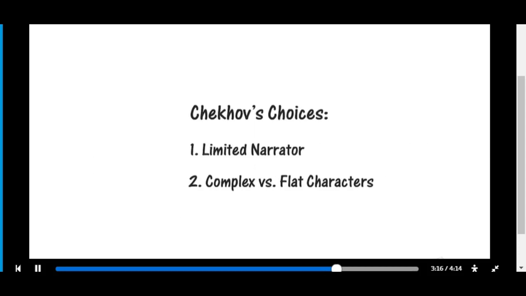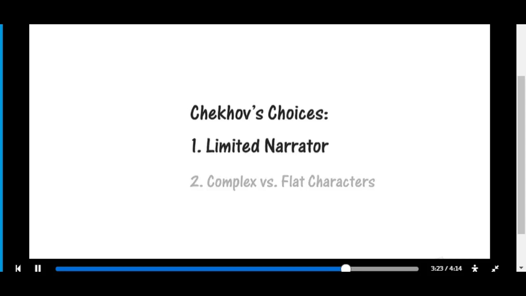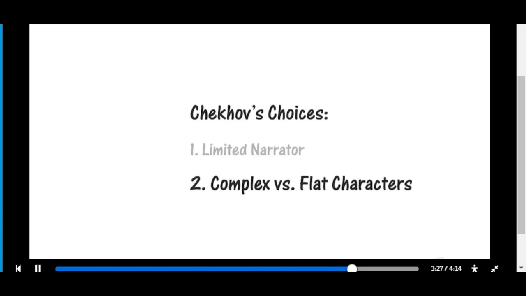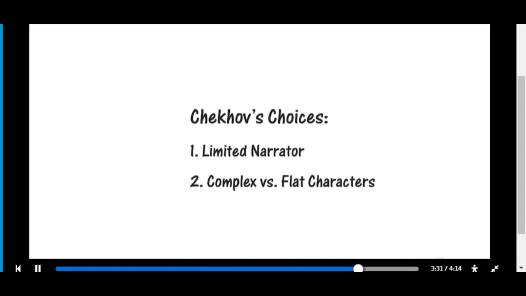Chekhov made two major choices about the narrator and characters that had great impact on his story. First, he chose to limit the narrator to the banker's perspective. Second, he chose to make the lawyer complex and the banker flat.